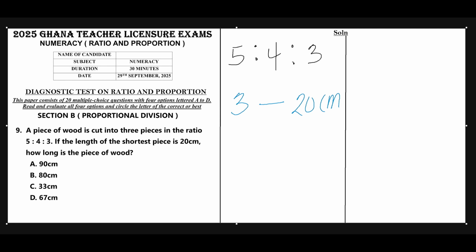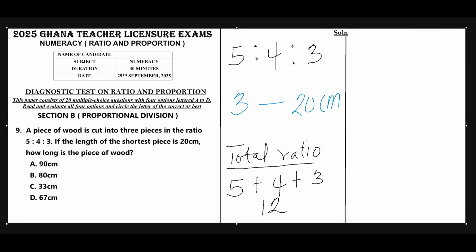So again, what ratio corresponds to the full length of the piece of wood? The full length of the piece of wood will correspond to the total ratio. That is how it works. So the total ratio will help us find the full length of the original piece of wood. So how then do we calculate the total ratio? That is the sum of the individual ratios. So 5 plus 4, that is 9. 9 plus 3, we have 12.